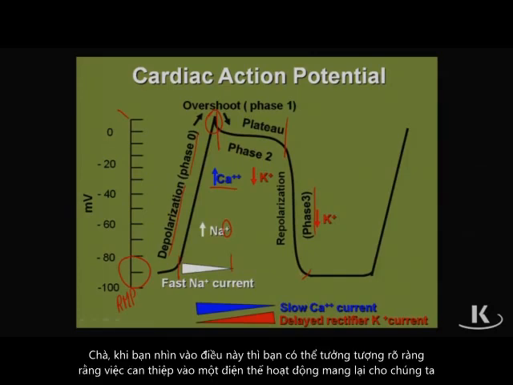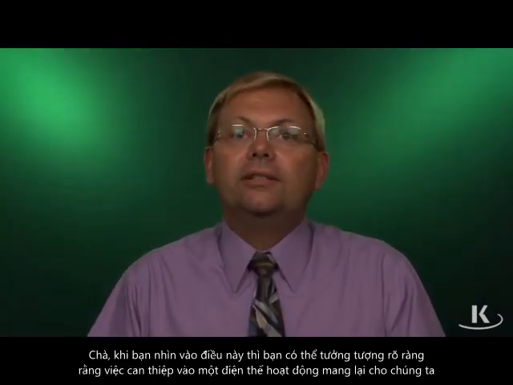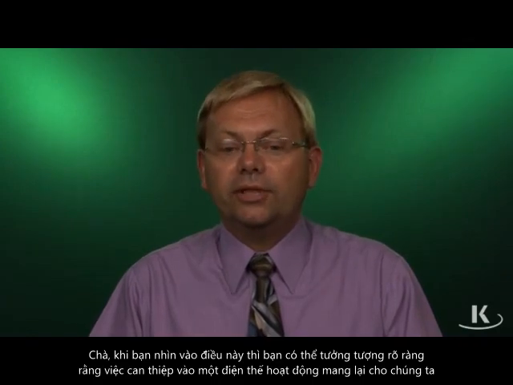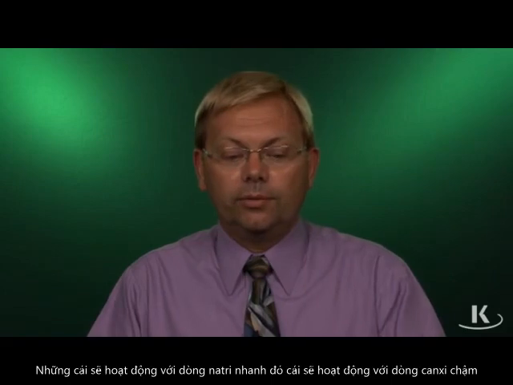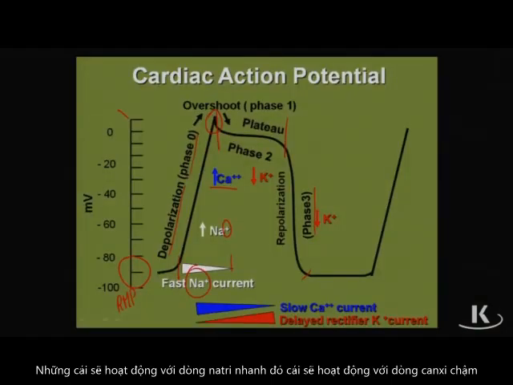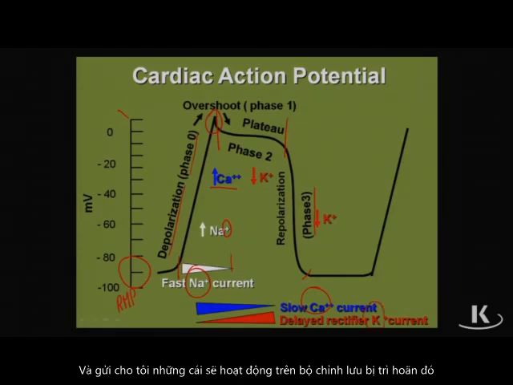Well, when you look at this, then you can imagine clearly that interfering with an action potential offers us the possibility of using at the very least 3 classes of drug. The ones that would work on that fast sodium current, the one that would work on the slow calcium current, and certainly the ones that will work on that delayed rectifier potassium current.